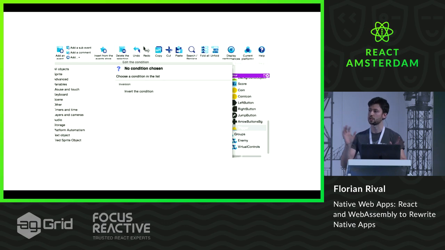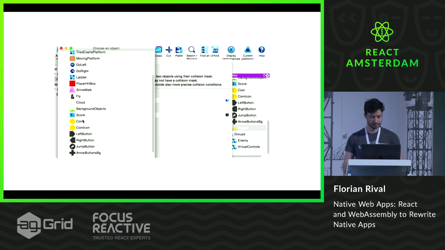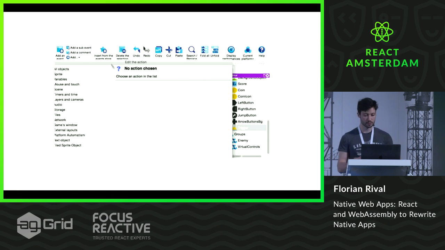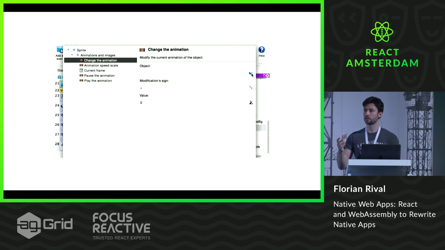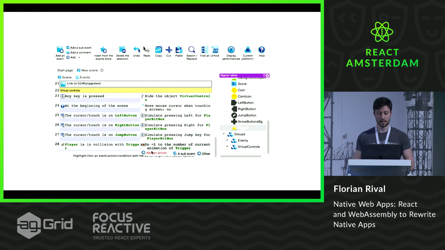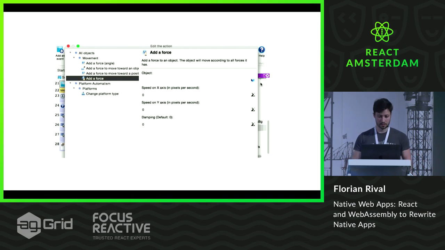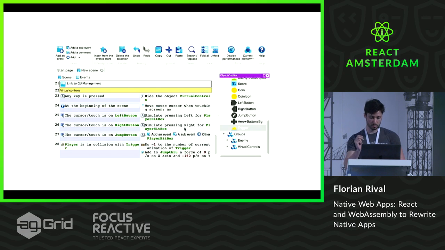So events are conditions and actions. The condition here will be if there is a collision between the player and the button, then I will launch two actions. It's like an if-then. The first one will be an action to change the animation of the button so that we go from the state where it's not pressed to the state where it is. And then another action to move the platform up in the air so that the player can go on it. So I'm adding a force so that it's moving on the y-axis, up.